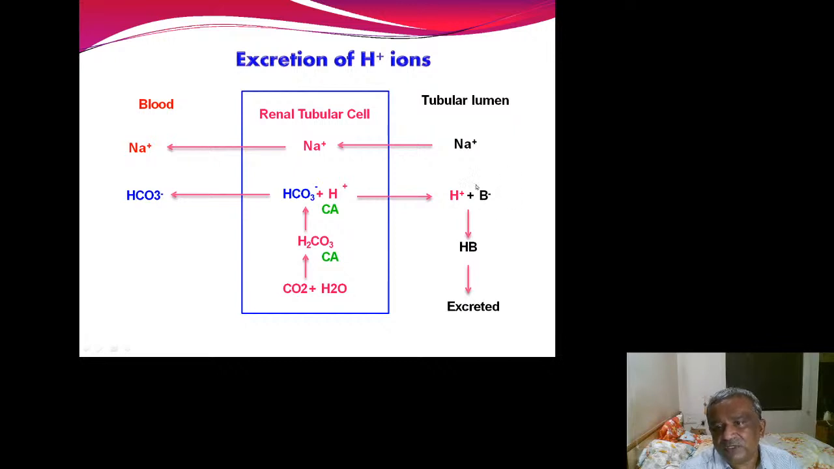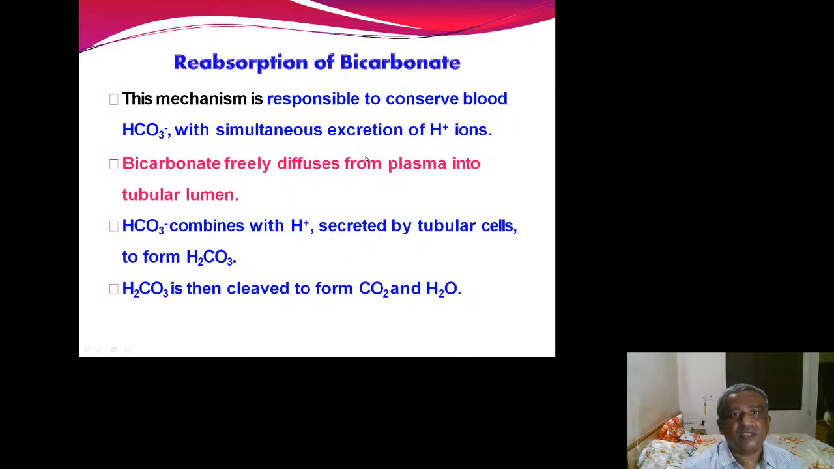It binds with some base, and this hydrogen-base combination is excreted. The sodium from the tubular lumen enters the renal tubular cell and is reabsorbed into the blood. So you gain the sodium, you gain the bicarb, you lose the hydrogen. So the balance of acid and base, as we saw previously, where there is 20 times more bicarb, is because of this beautiful mechanism.